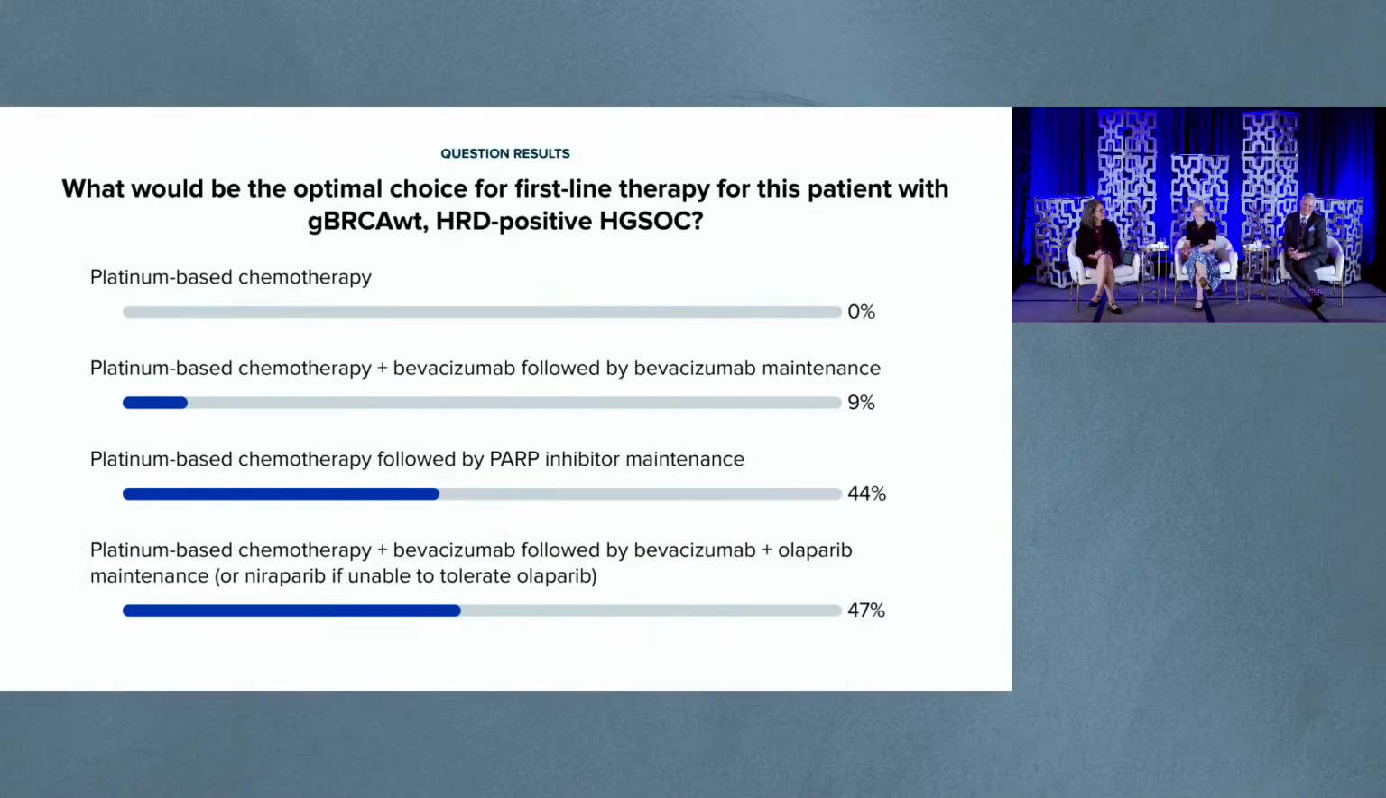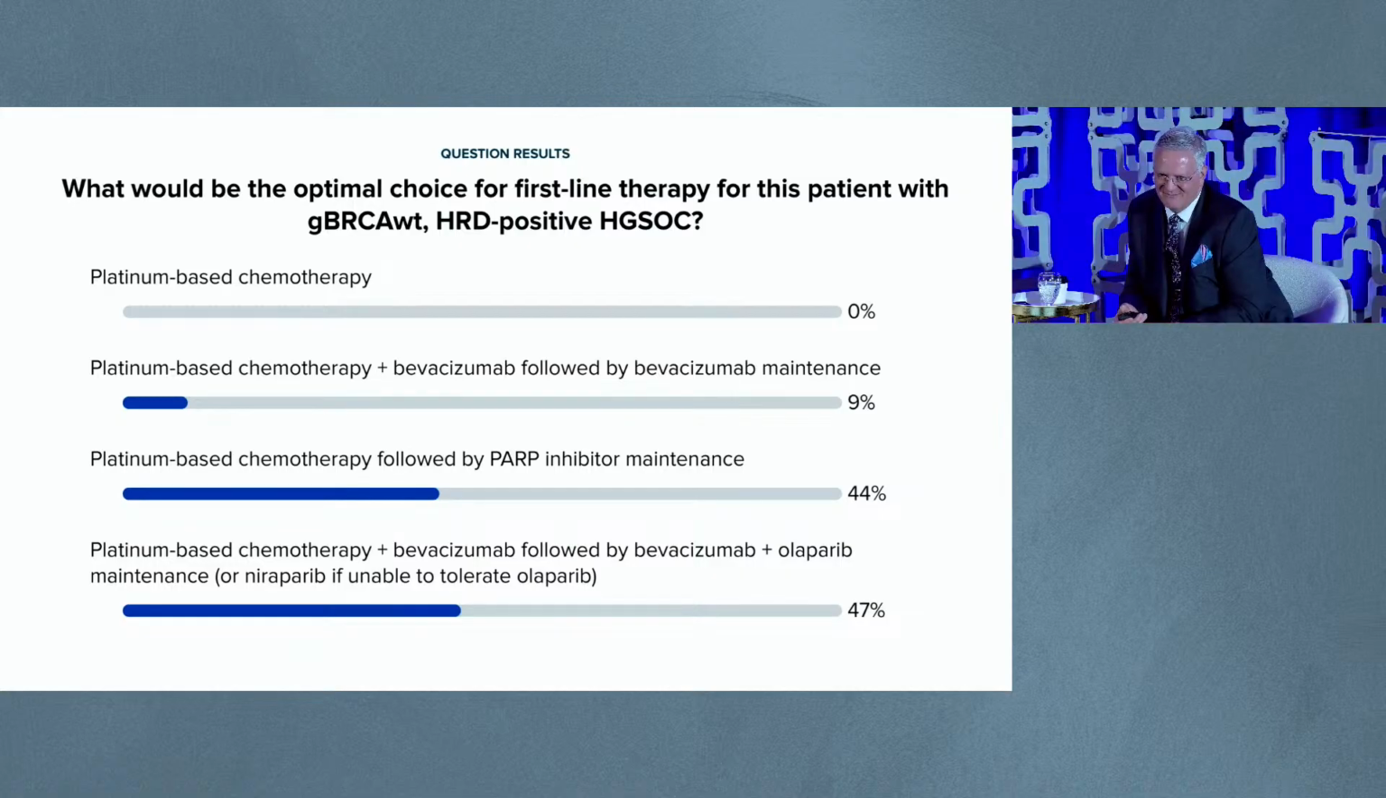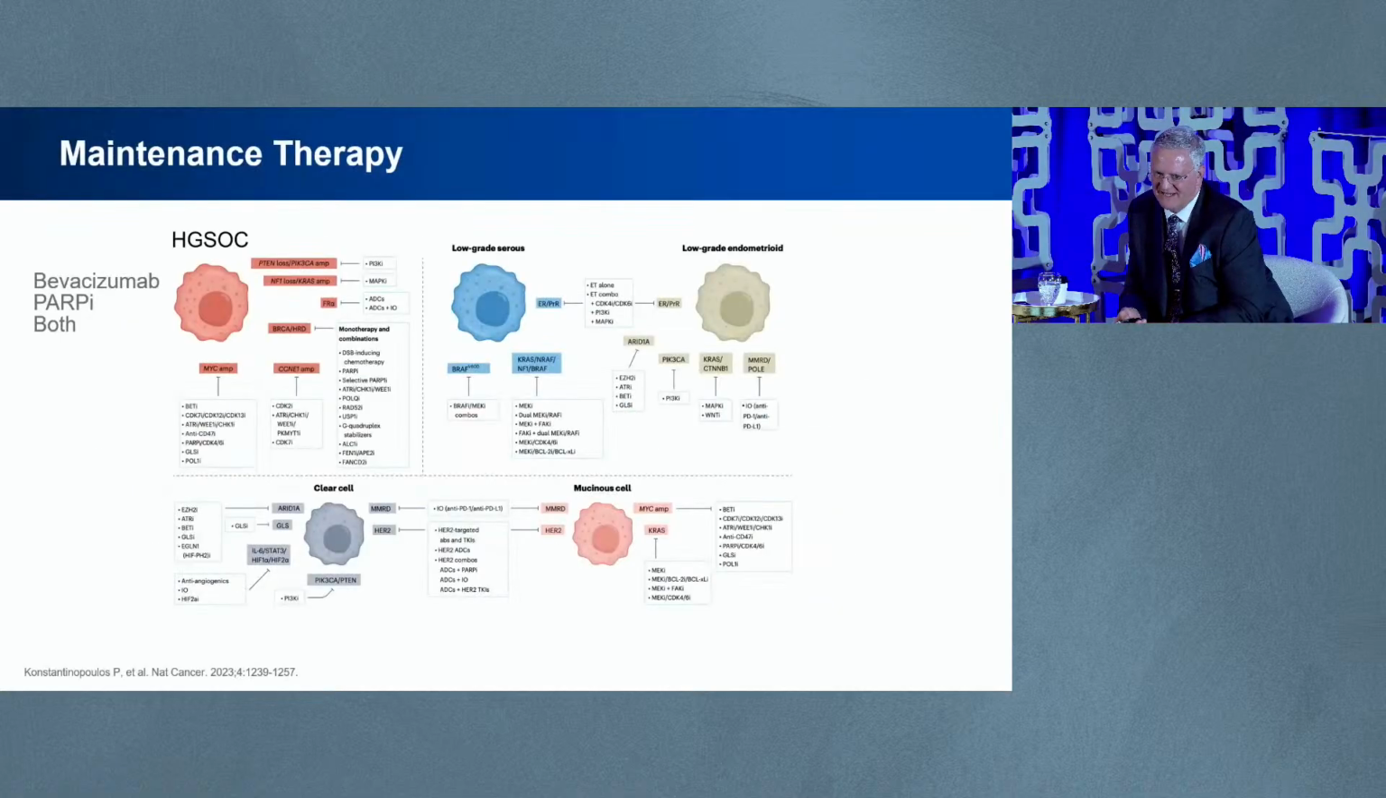Split, 44, 47%. It's really hard to know. I do have a bias, and I think I'm going to try and get through the presentation quickly so that we talk about that. But tailoring it to a patient and having these options is really exciting. So maintenance therapy, we're going to talk about high-grade serous cancer, where it's bevacizumab or PARP inhibitor or both.